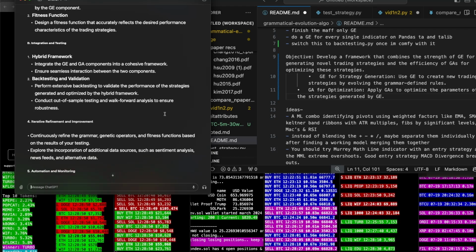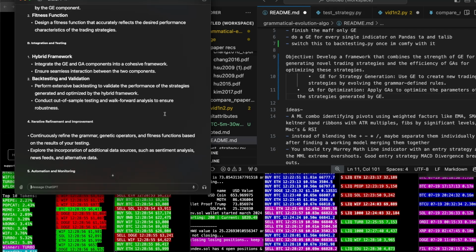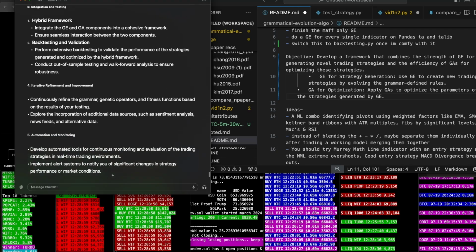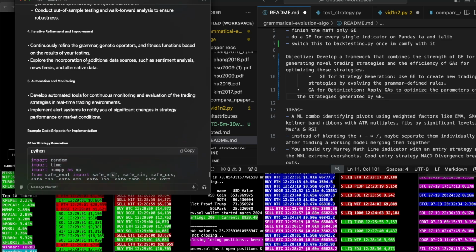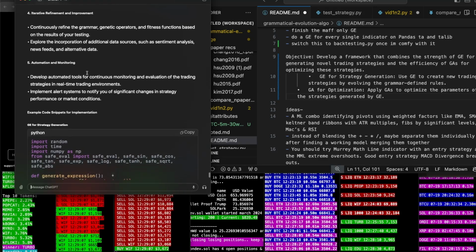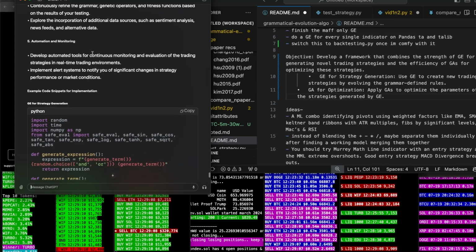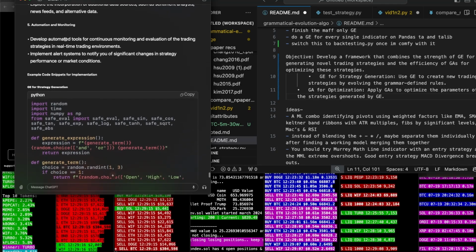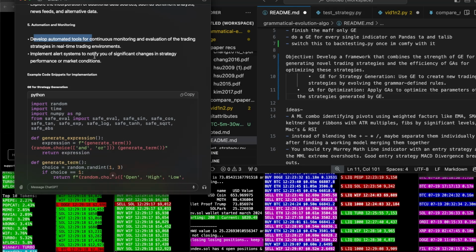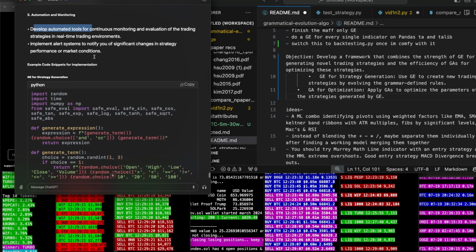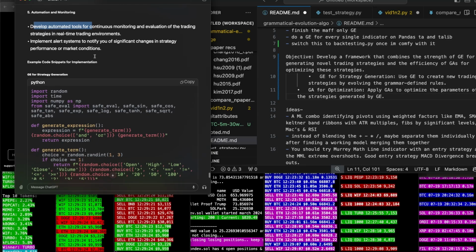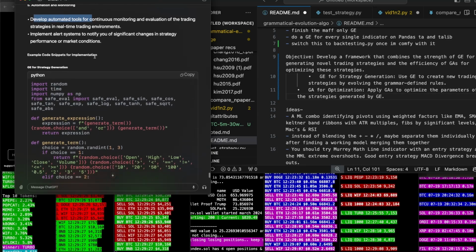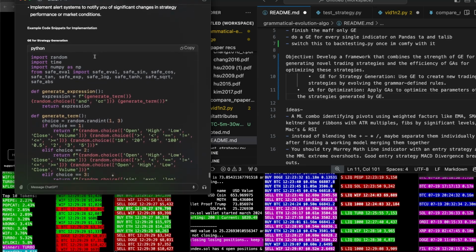Backtesting and validation: perform extensive backtesting to validate the performance of the strategies generated and optimized by the framework. Conduct out-of-sample testing. Iterative refinement and improvement: continuously refine the grammar, genetic operators, and fitness functions based on the results of your testing. Explore the incorporation of additional data sources, such as sentiment analysis and newsfeeds. Automation and monitoring: develop automated tools for continuous monitoring and evaluation of the trading strategies in real time. Implement alert systems to notify you of significant changes in strategy performance or market conditions.